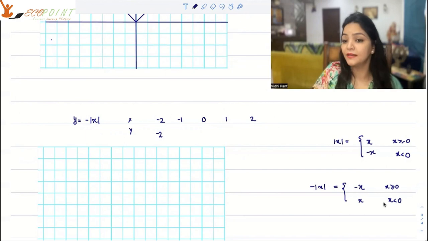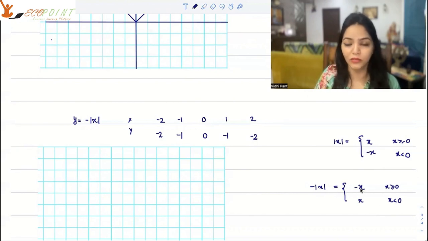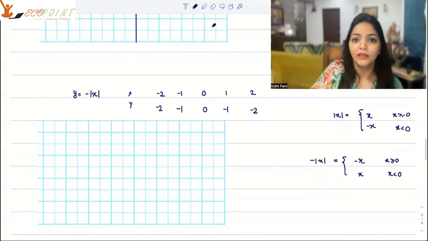When x is minus 1, that is a negative number, x comes out, that means minus 1 comes out. When x is 0, 0 comes out. When x is 1, it's a positive number, so minus of that number comes out, that means minus 1 comes out. When x is 2, minus of 2 comes out because it falls in this category and you have minus of x coming out. Okay, so this means my output is just negative.